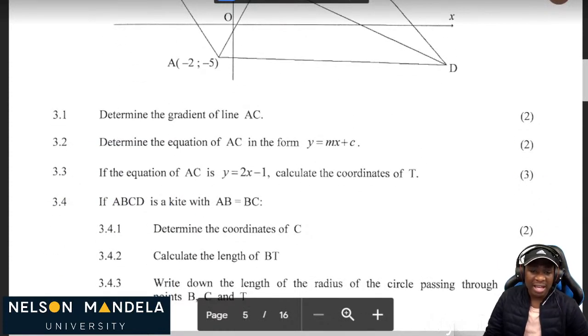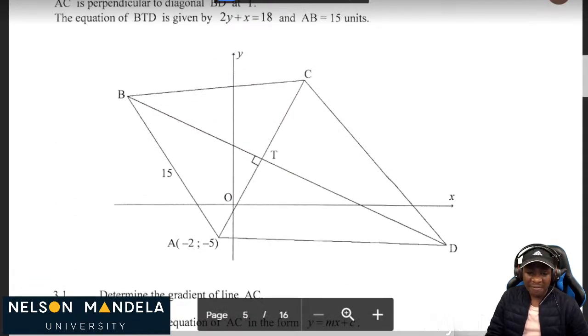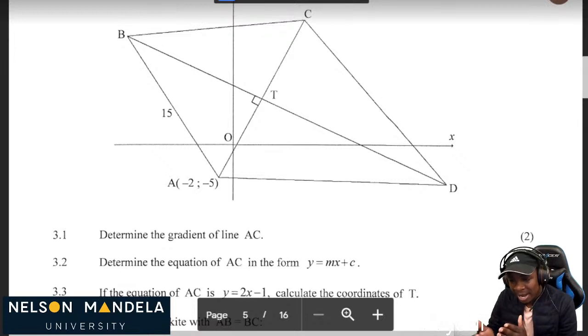Now they say determine the equation of AC in the form y equal to mx plus c. So look at this diagram. We have AC and we already know the gradient of the line AC. So now we can calculate 3.2. In order to determine the equation of the line, you must have one point on that line and the gradient. So we have the gradient as well as the point.